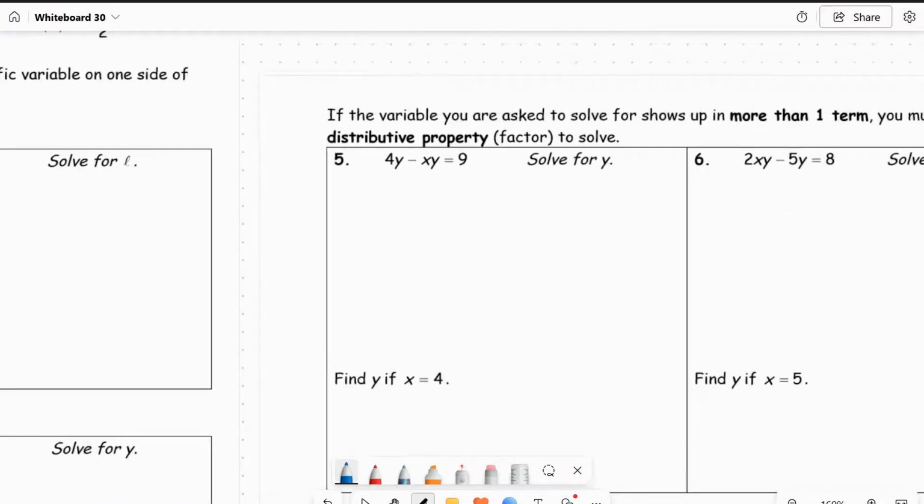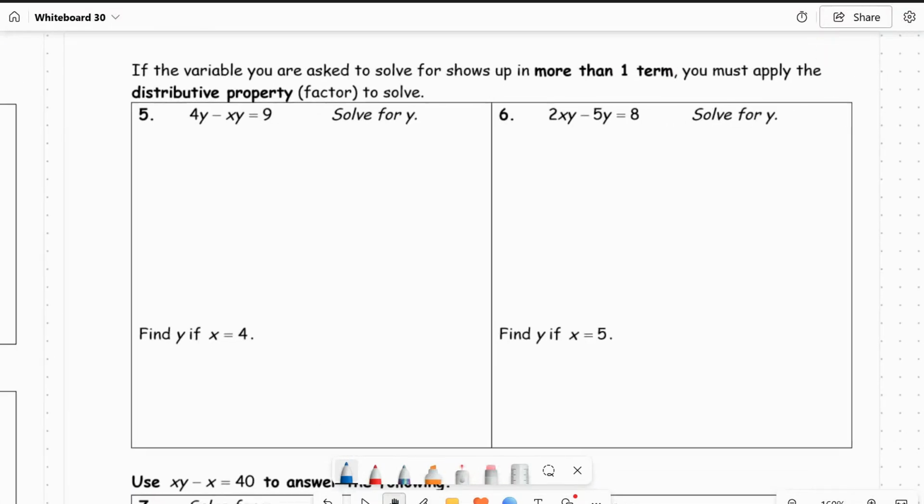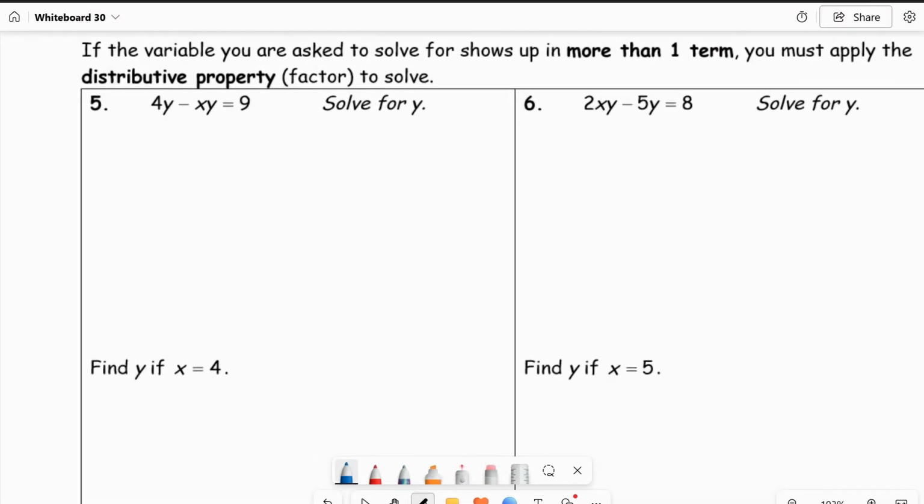Okay, on the second side here, we're doing a lot of the same. So in this first section here, if the variable you are asked to solve for shows up in more than one term, you must apply the distributive property or factor before you can solve. So in number 5 here, we are asked to solve for y. So y is in both of our terms. We have 4y and negative xy. So since y is in both of our terms, let's go ahead and factor that out right away.